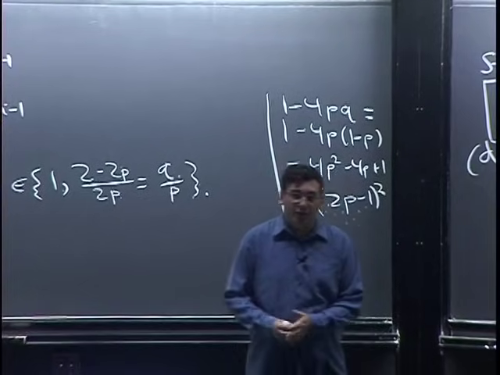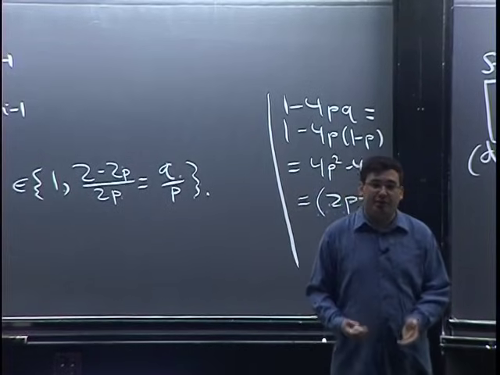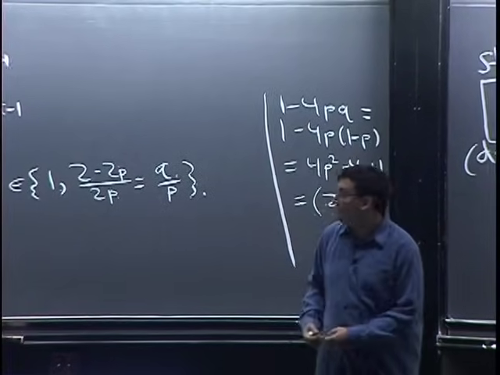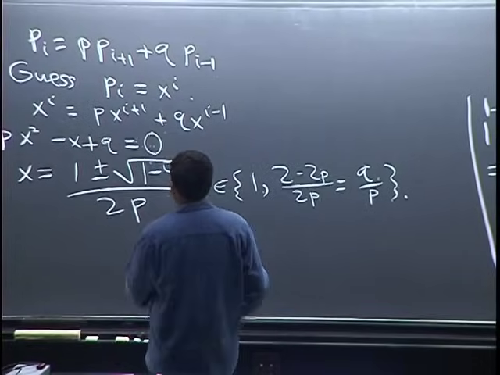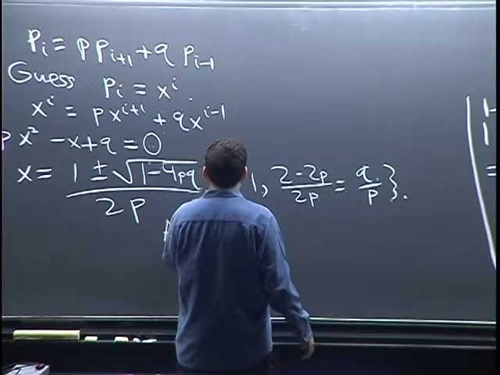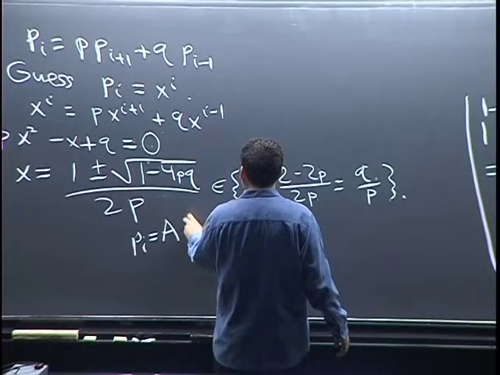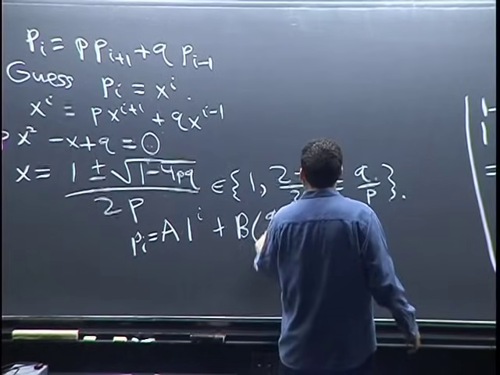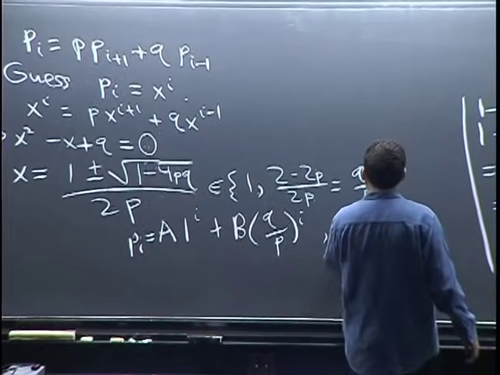Just for those of you who studied differential equations, first you try to solve the general equation, and then you have some initial or boundary conditions, and you get a specific solution. So the general solution that we should look at is going to be p_i equals a times 1 to the i plus b times (q over p) to the i, if p is not equal to q.